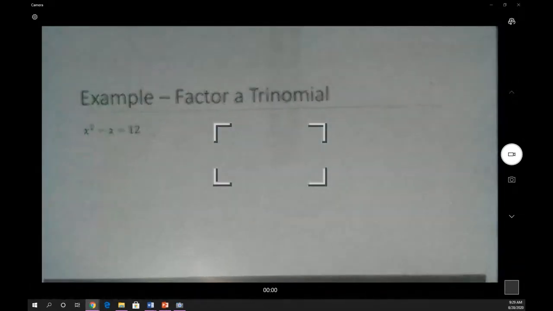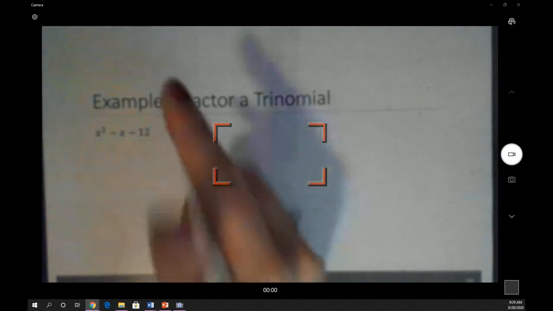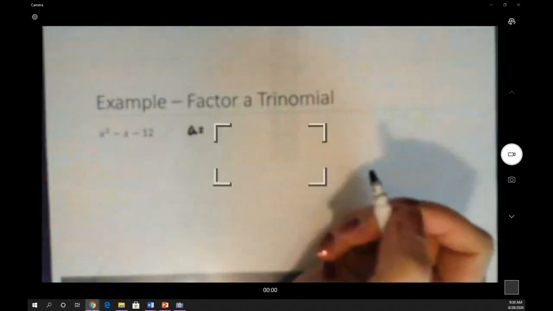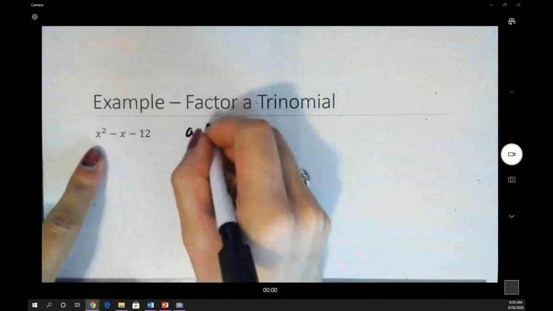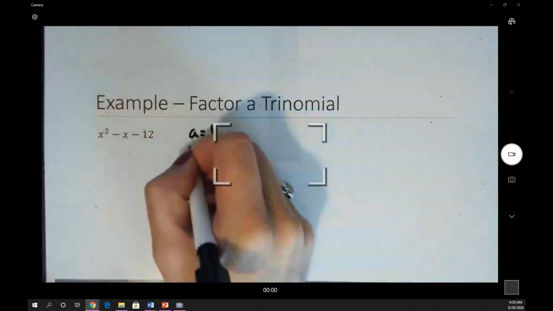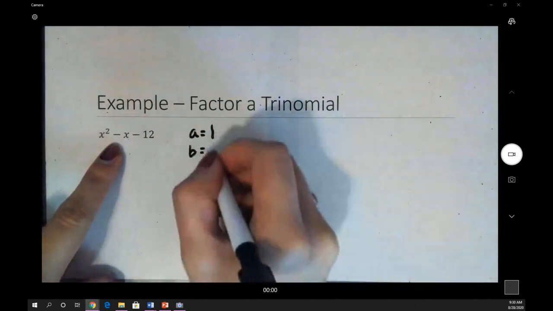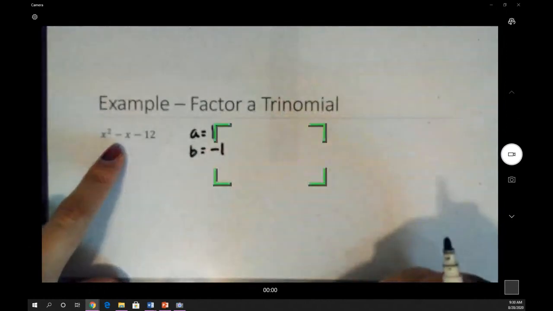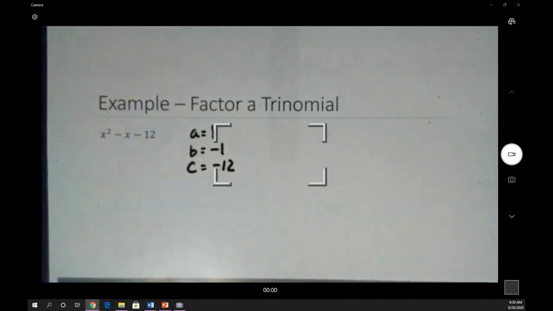Let's try another one. This time we have x squared minus x minus 12. So I'm going to start by finding my a, b, and c values. A is the coefficient on my x squared. Since it's just an x squared, that means my a value is 1. My b is the coefficient on the x. It's a negative x, so that coefficient is a negative 1. My c is my constant, which is negative 12.